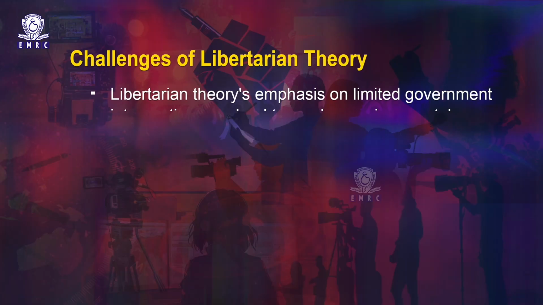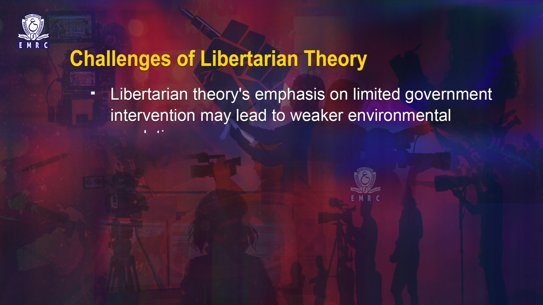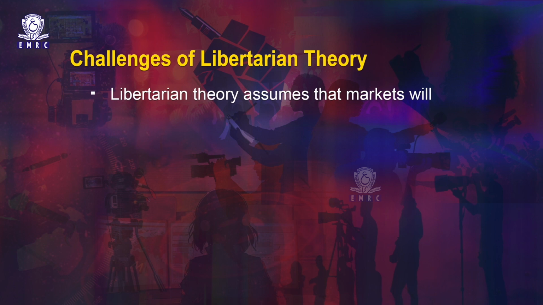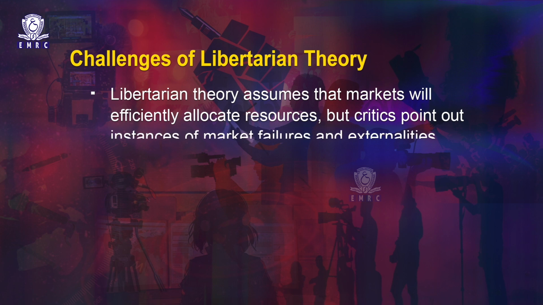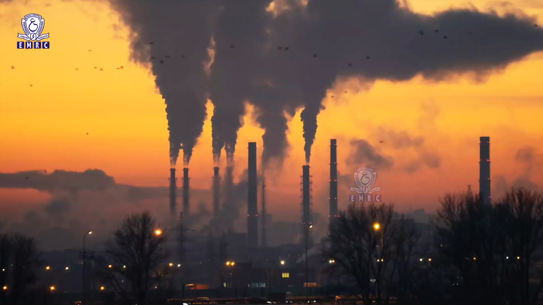Libertarian theory's emphasis on limited government intervention may lead to weaker environmental regulations. Critics argue that without adequate environmental oversight, there may be negative consequences for ecosystems and public health. Libertarian theory assumes that markets will efficiently allocate resources, but critics point out instances of market failures and externalities. These can include situations where markets do not adequately account for the cost of negative external impacts such as pollution.